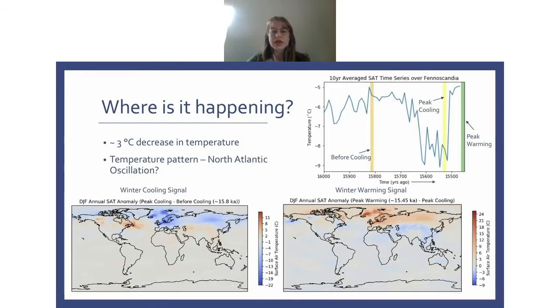I wanted to then look at a time series over Fennoscandia just to compare, and we're seeing an even more abrupt cooling and warming, and the cooling period also seems to last longer. This is also about a 3-degree decrease in temperature, as opposed to only about 2 degrees. Also, something to note is there is a kind of dipole pattern you may be able to see, where there's warming in the Labrador Sea and cooling in Fennoscandia. I'll touch on this later.